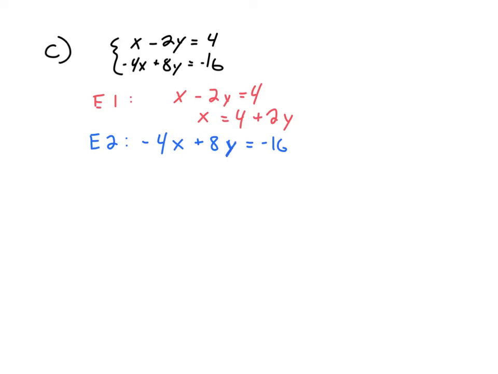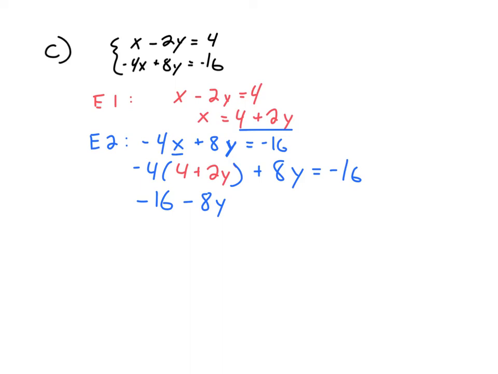Let's plug in the x that we just found: 4 plus 2y, plus 8y equals negative 16. Let's distribute and solve for y. So negative 16 minus 8y plus 8y equals negative 16. I have minus 8y and plus 8y. Those two cancel, so you end up with negative 16 equals negative 16. And this is always true.